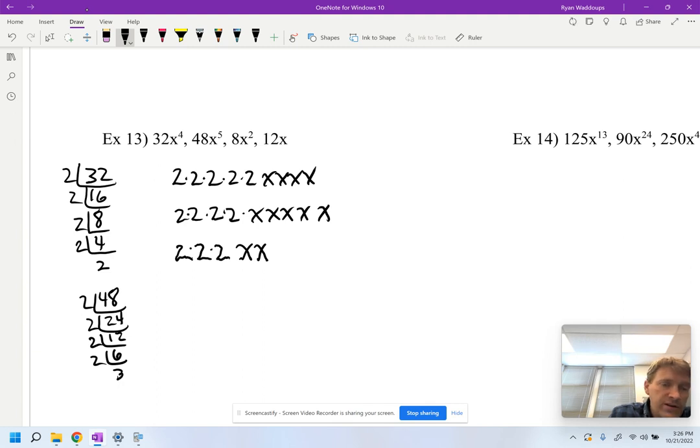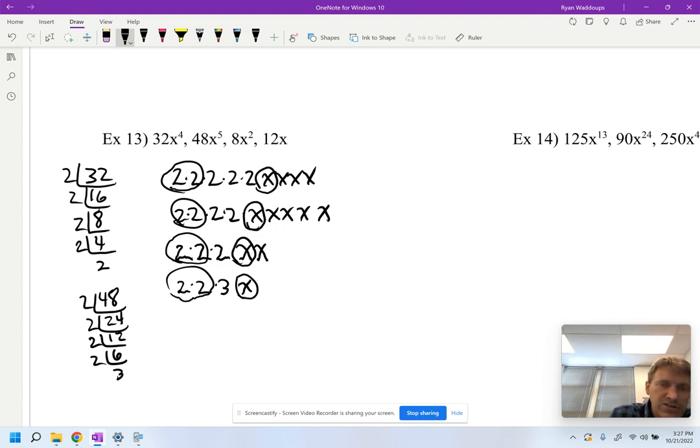And then 12 we've done also a number of times, so that's 2 times 2 times 3 times x. So they have all at least 2 2's. So I'm going to circle those 2 2's. And then they all only have 1x in common because the least amount has just 1x. And so I multiply 2 times 2 is 4, and then they have x. So their greatest common factor there is 4x.